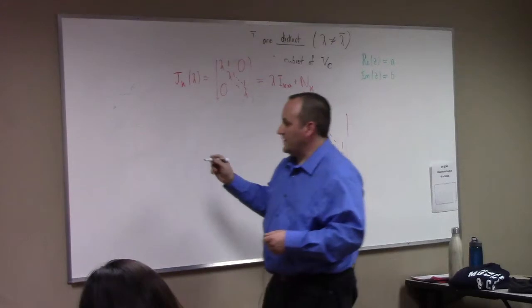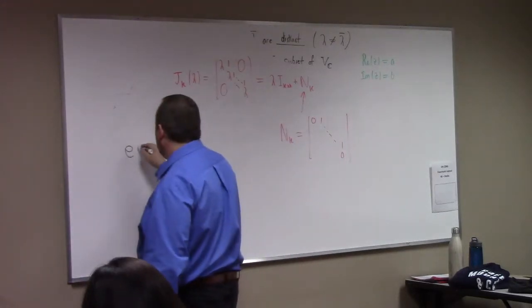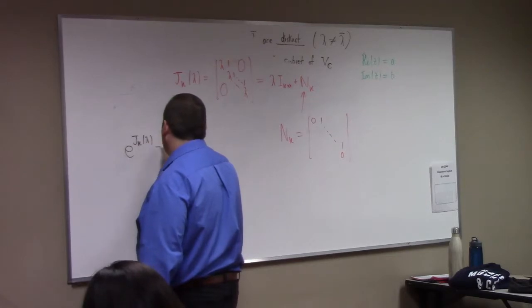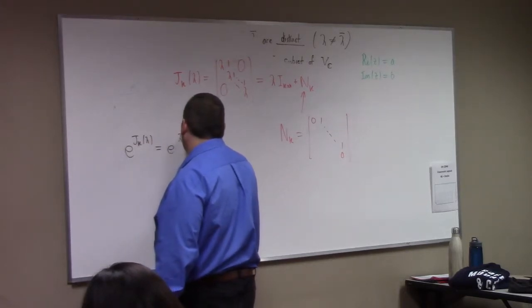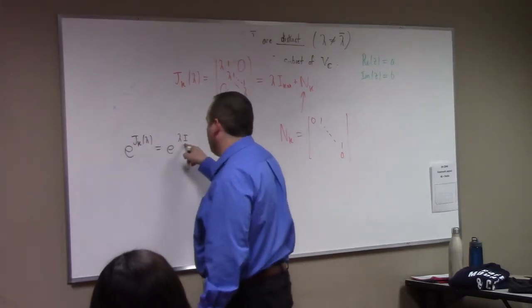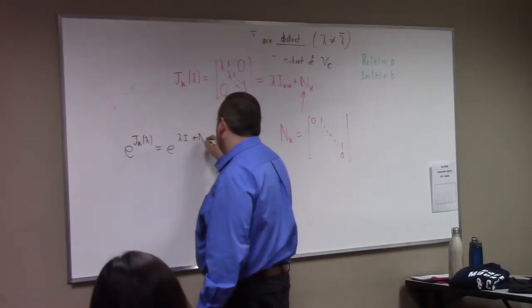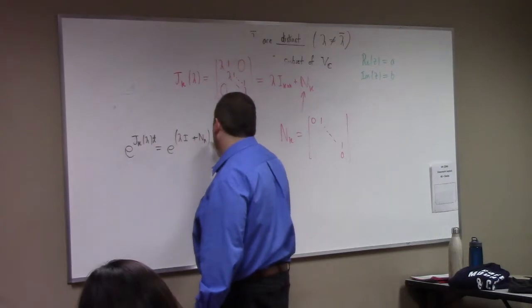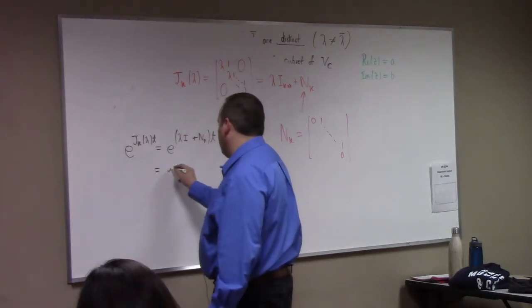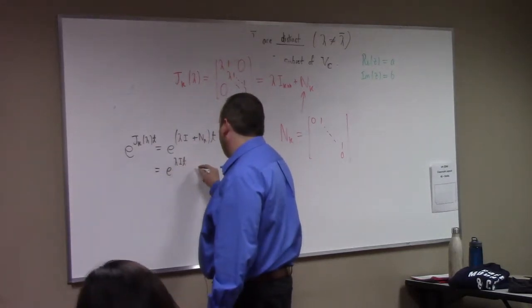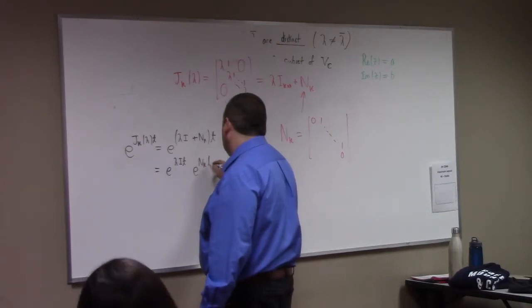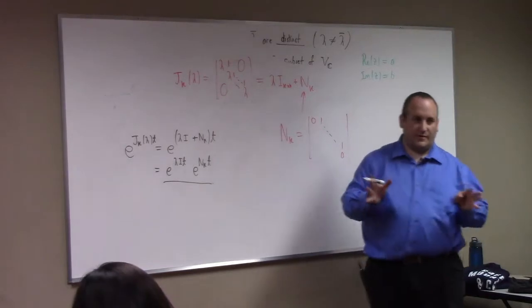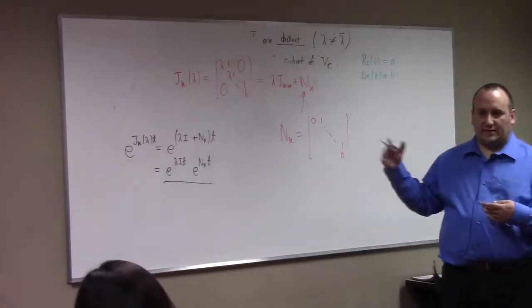For example, if I was to calculate the matrix exponential of the Jordan form, I could easily look at that as the matrix exponential of lambda times the identity plus the nilpotent piece. And so it would give you e to the lambda t and e to the N_k t. Now, if you haven't had differential equations, that's okay. I'll come back to this later when we have more time.